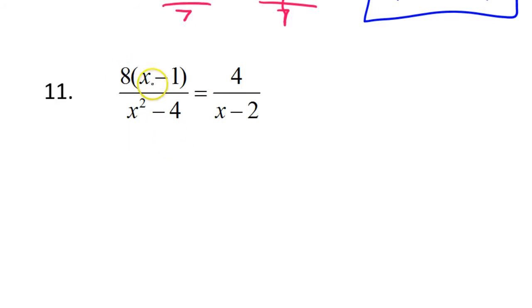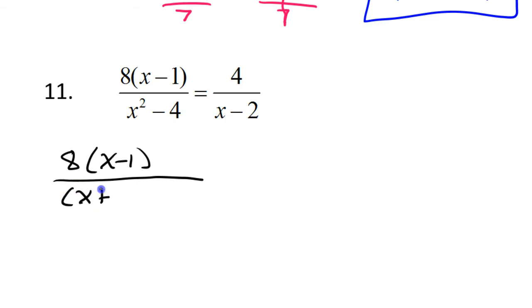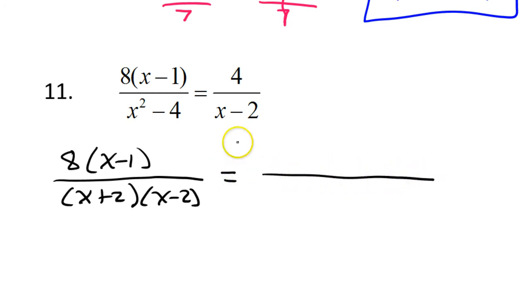Okay, so I'm recopying a little bit. So I have 8 and I have x minus 1 over, now this would factor, of course, as x plus 2 times x minus 2. And you definitely want to factor so you can see what you have and what you need. Okay, over here I have x minus 2.